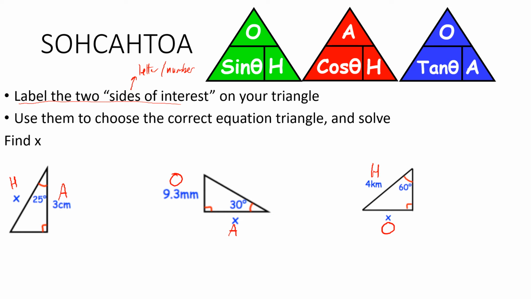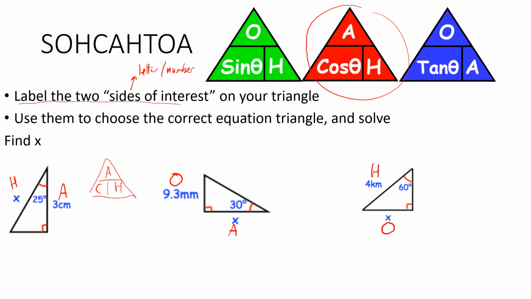And 4 is our hypotenuse because it's opposite the right angle. So we've labeled 2 sides. And what we're going to do is use them to decide which triangle is relevant to us, based on which triangle contains, in this case, H and A. And there's only one triangle that does, that's this one here, the cosine triangle, A, cos, and H. So you can, at that stage, write down your triangle.